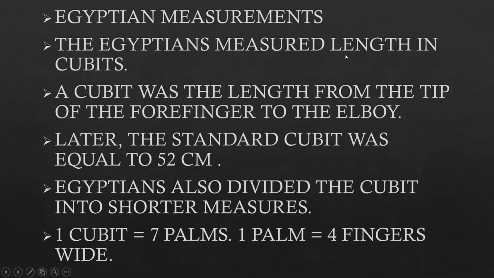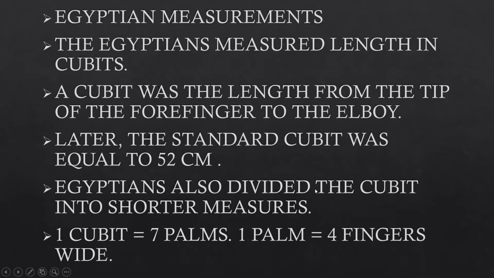The Egyptians measured length in cubits first. A cubit was the length from the tip of the forefinger to the elbow. So this is what they used for measurements first. Later, the standard cubit was equal to 52 centimeters, because obviously we know that everyone's length from the forefinger to the elbow is not the same distance.